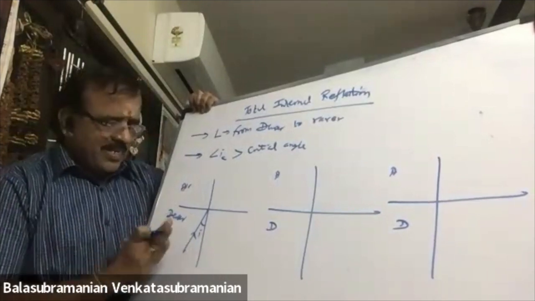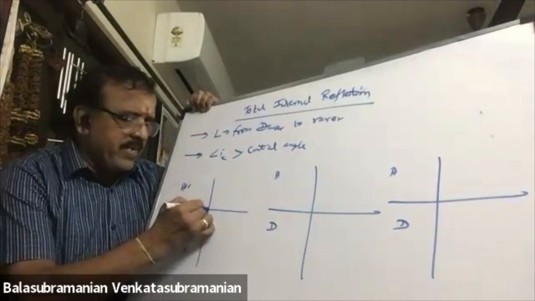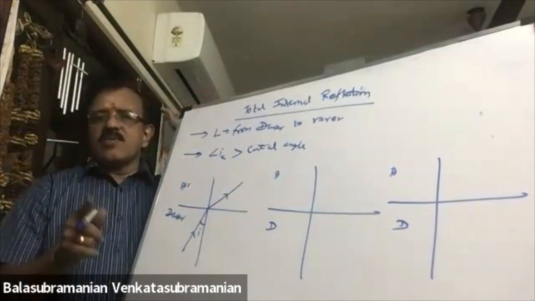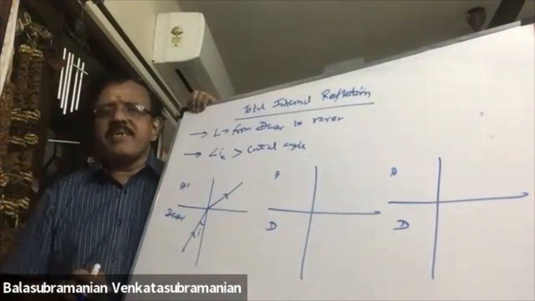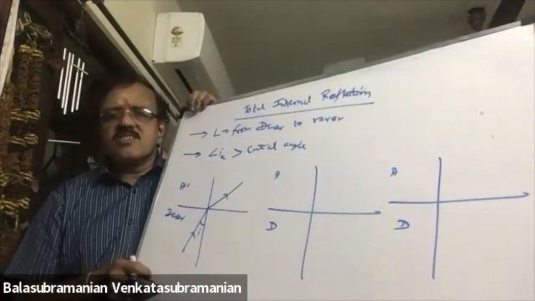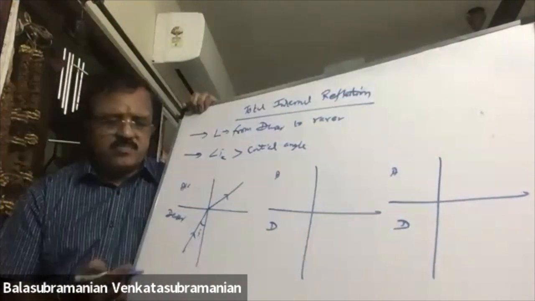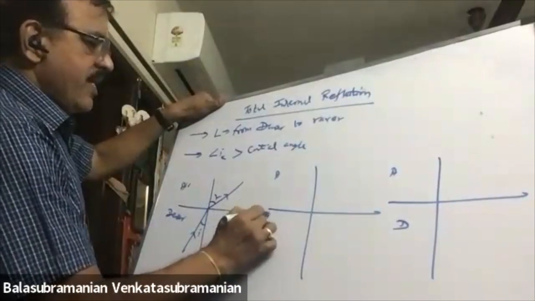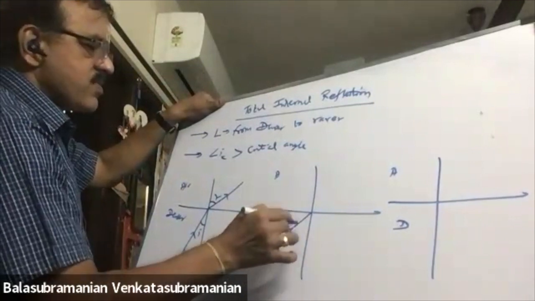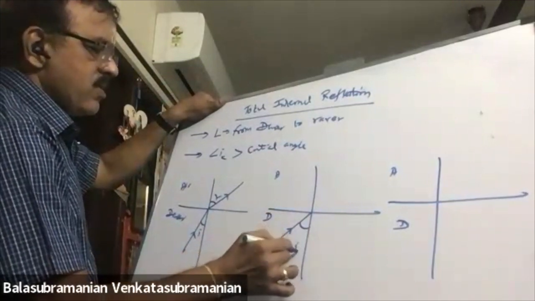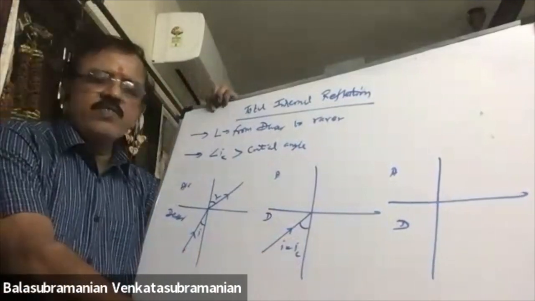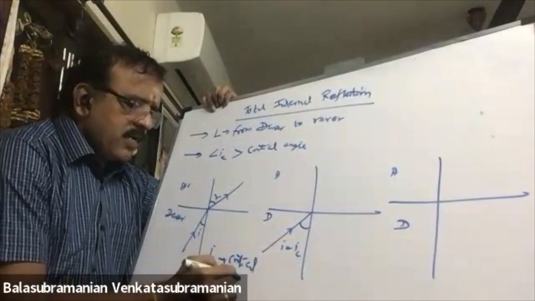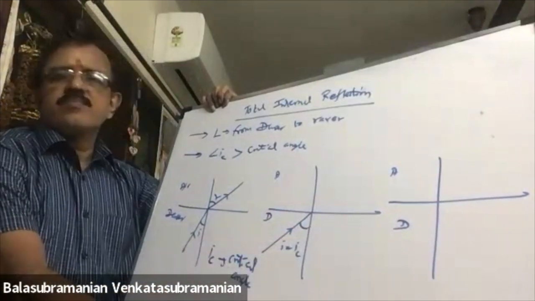Already we have studied that denser to rarer means light bends away from the normal, and rarer to denser means towards the normal. In refraction basics we have seen this. So this is denser to rarer. I is the angle of incidence, and this should be R. Next, you increase the angle of incidence until I is equal to IC. This angle of incidence, IC, we call the critical angle.